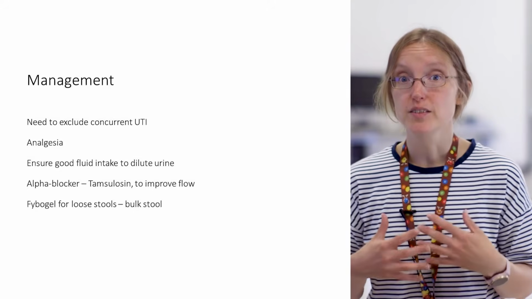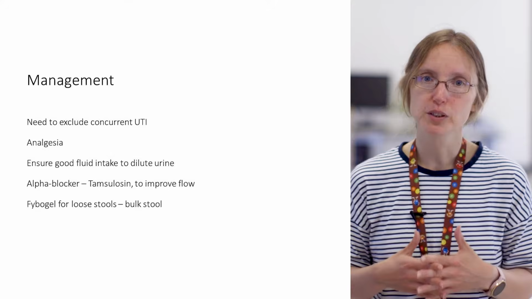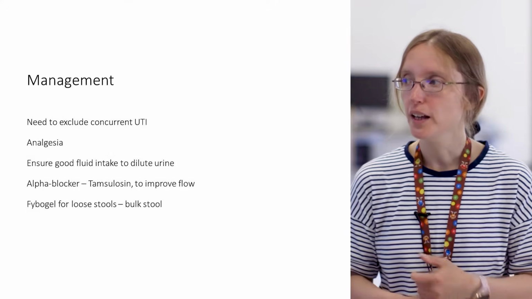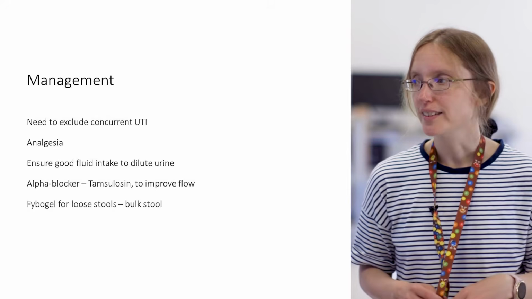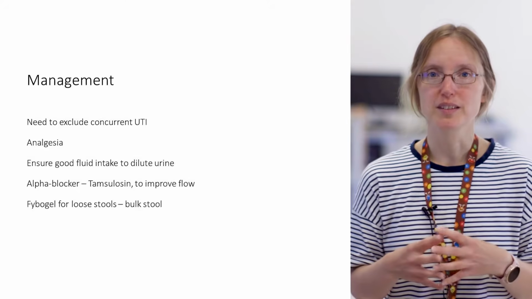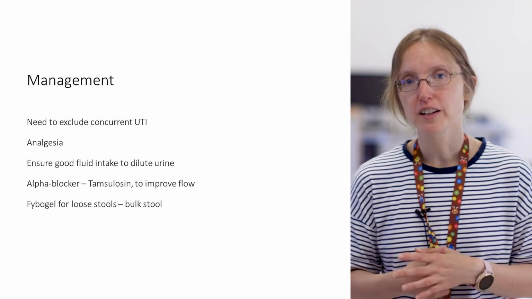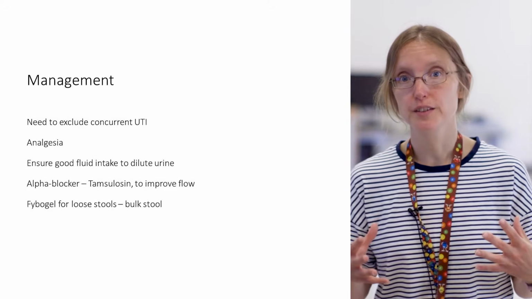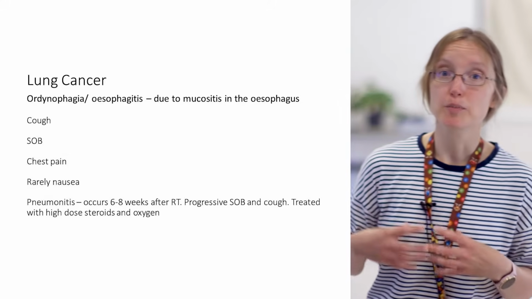Well, in the first instance, if somebody's got urinary symptoms, we make sure they don't have a urinary infection, so we send a sample. Analgesia can help with pain. If people are having urinary symptoms, a good fluid intake keeps the urine nice and dilute. If the flow becomes poor, then tamsulosin relaxes the muscles in the middle of the prostate to improve urinary flow. And if people are having a lot of diarrhea, then Fybogel helps bulk out the stools and makes them more satisfying to pass. Last example, let's think about lung cancer.